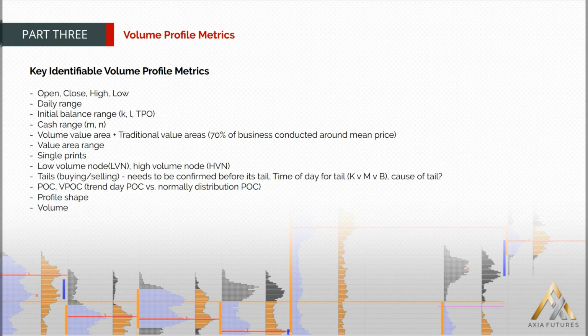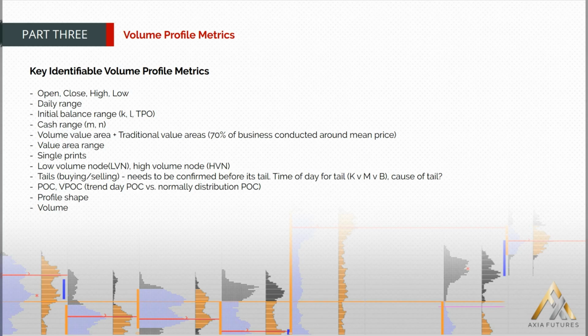We then have single prints. Single prints are merely a single TPO or a single time price opportunity that exists within a daily profile. Again, we will talk more about this down the line, so do not worry too much if you don't understand this at the moment. We are merely going through the various identifiable metrics within volume profiles. We then have low volume nodes and high volume nodes. Low volume nodes is where little or very little volume trades over a period of a day, whereas high volume nodes is where a high amount of volume is transacted over a day.